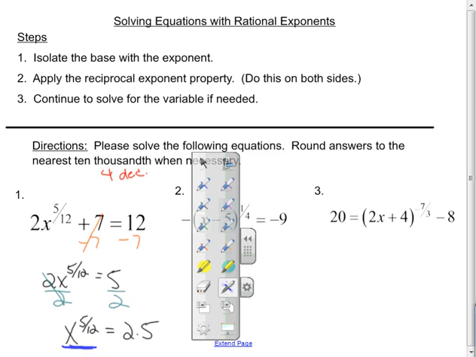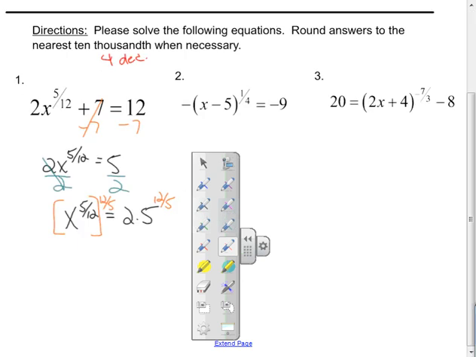And now that I've done that, I've gotten the base with the exponent by itself. And now I'm going to apply the reciprocal exponent property. So I'm in fact going to raise both sides here to the reciprocal of 5/12, which is 12/5. And extend my page just for a second. That is in fact going to give me x equals. And we see just by the property it's x to the first because the reciprocals will cancel each other and create an exponent of 1 when I do the power to power principle.